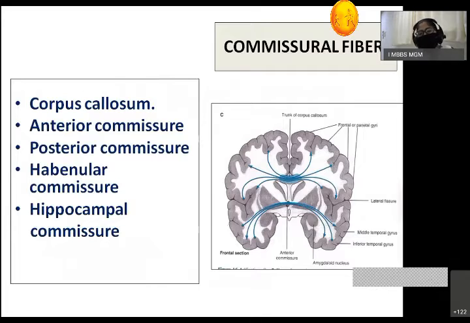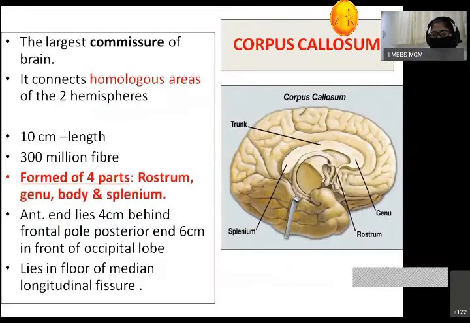Okay. Now, the next type of fiber is commissural fibers. Commissural fibers basically connect the same identical areas of the two cerebral hemispheres.